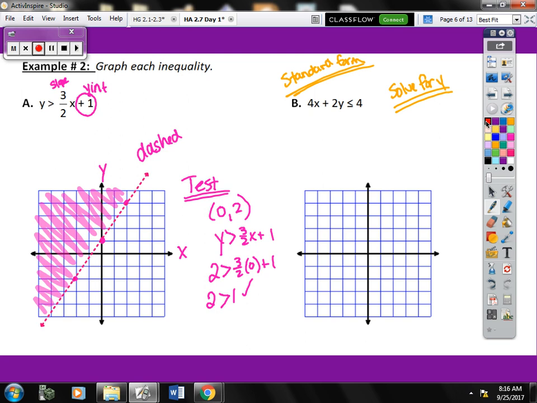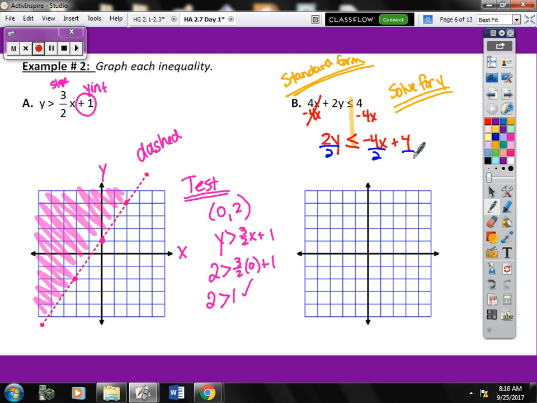So how would I solve this for y? What would I need to do first to both sides? Gary? Good, we'll subtract 4x first. So I get 2y is less than or equal to. Now instead of putting 4 minus 4x, I usually put negative 4x plus 4 so that it's in slope-intercept form. And then of course divide by 2.